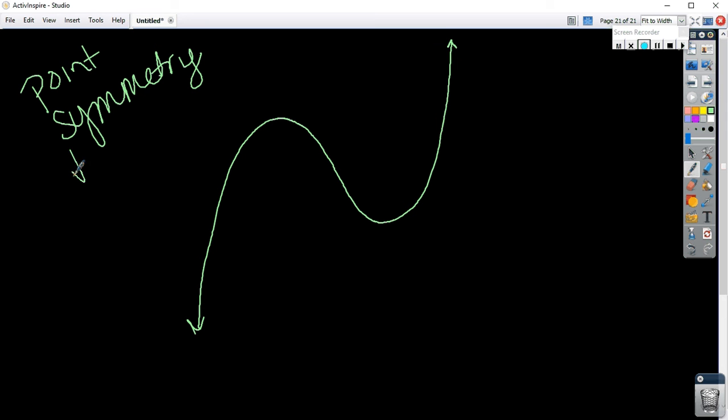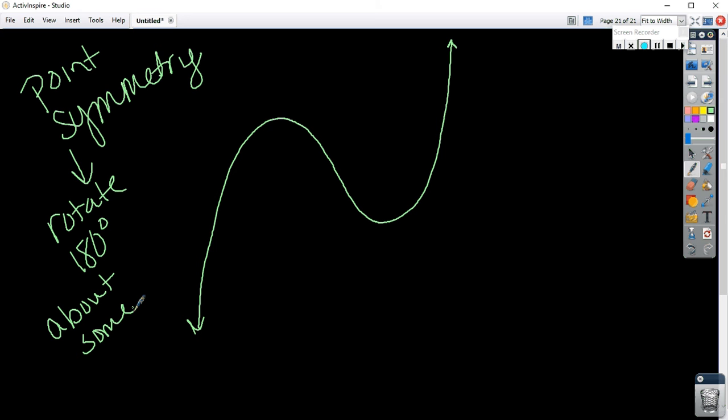It means that it's symmetric about a point. If you rotate it 180 degrees about some point, and different ones are going to have different points, then it maps back onto itself. You remember? That's called point symmetry. Now let me show you.